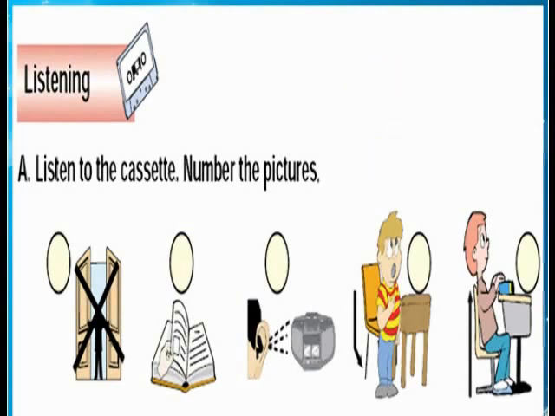Unit 2, Lesson 3, page 17. Listening task. Task A. You will listen to classroom instructions. Number the pictures as you hear each instruction. Instruction number 1. Listen to the cassette. Instruction number 2. Sit down. Instruction number 3. Don't close the door. Instruction number 4. Turn to page 10. Instruction number 5. Stand up.